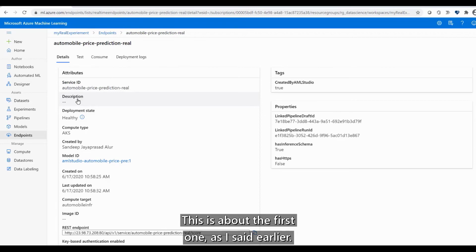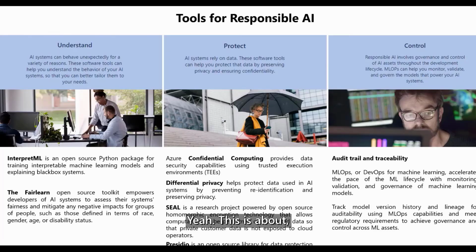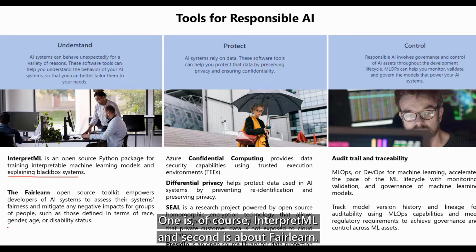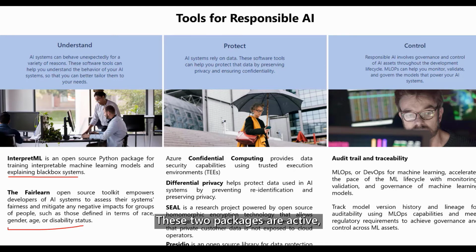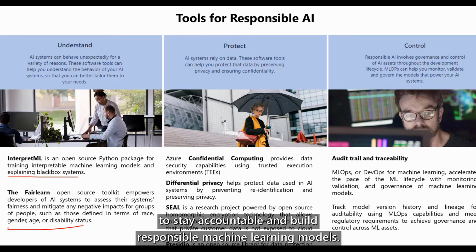Okay, so this is about the first one, as I said earlier. If you look at the screen right now, this is about the Understand part of it. We've gone through two packages when it comes to responsible machine learning. One is of course Interpret.ML, and second is Fairlearn. These two packages are available within ML Studio for you to stay accountable and build responsible machine learning models.